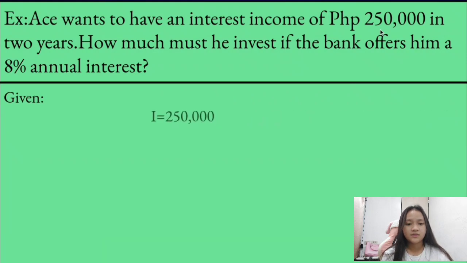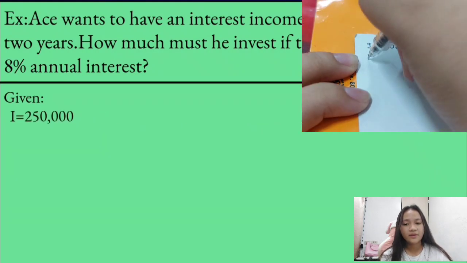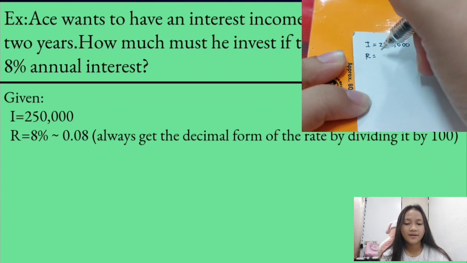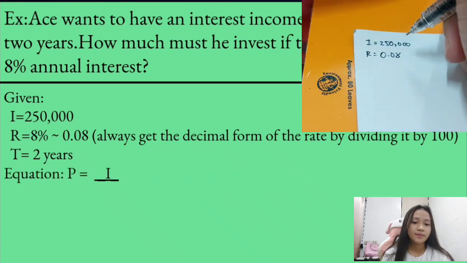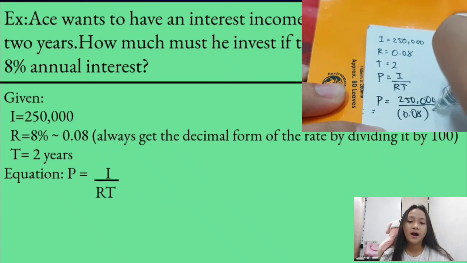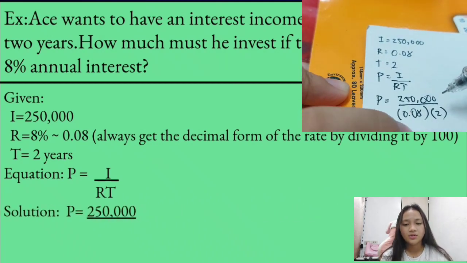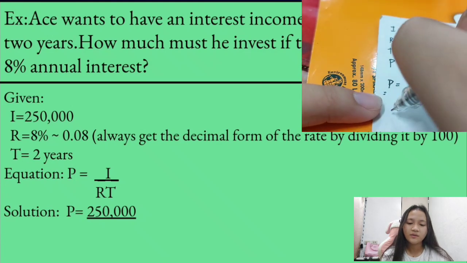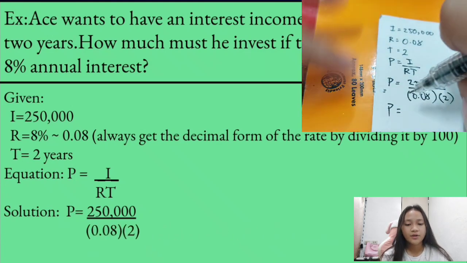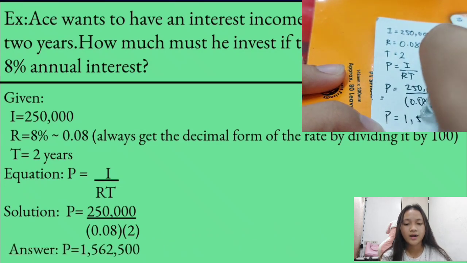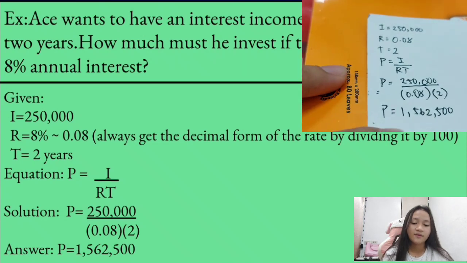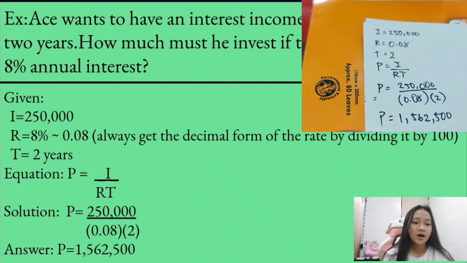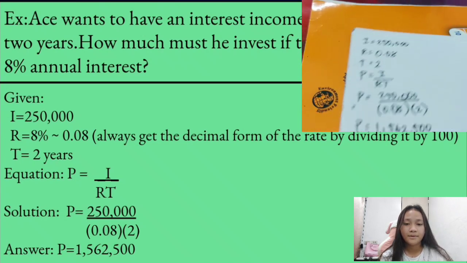So the given is I is equals to 250,000 and the rate is 8% or 0.08 in decimal form, and the time is 2 years, and the equation is P is equals to I divided by R times T. And the solution is P is equals 250,000 divided by 0.08 times 2. So the answer will be 1,562,500. So that's how you get the principal amount.